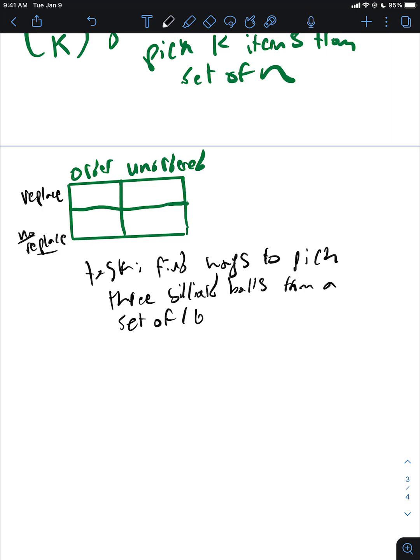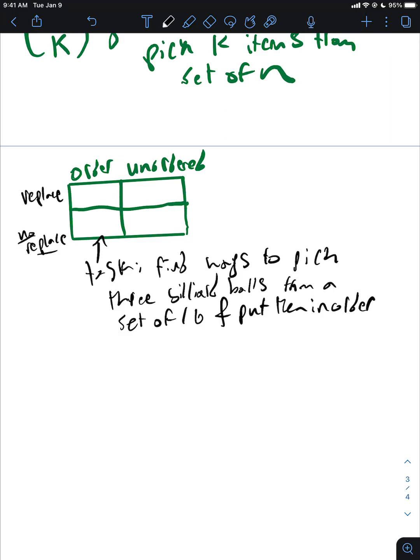So let's think about how we might do that. And that's going to go in this bucket here, because that's a case where we're not replacing them, because once we pick a billiard ball from a set, it's no longer available to choose, just by the rules of physics. But there are a lot of situations where we could, in theory, put it back, but just won't want to. And then order matters here, because we put them in order just by fiat. And then we'll talk about the unordered case.